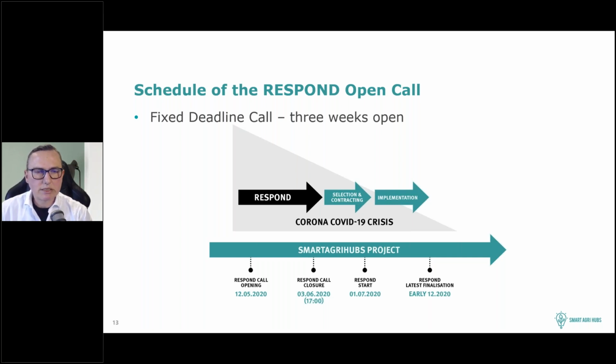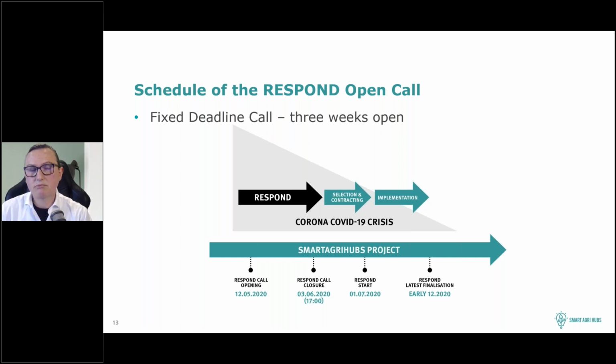Therefore, if you have additional questions, please use the forum to put in your questions, and we are more or less daily answering those questions, and also trying to provide you further links to the documents we have, which you can download anyway in the portal of SmartAgriHubs. So therefore, we're still with 50 participants.